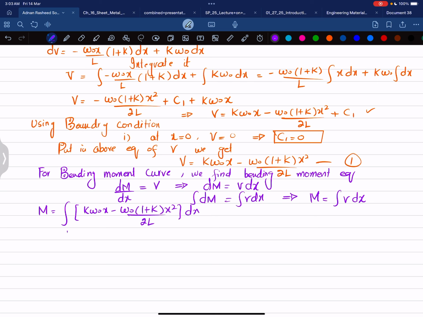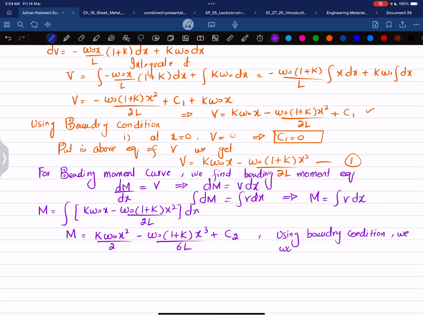When you integrate it, you will get the moment equal to K W naught x square over 2, minus W naught into 1 plus K into x cube over 6L, and there will be a constant of integration C2. Now you can see that this C2 is an unknown constant of integration. So using the boundary condition, we will find C2. What is the boundary condition?